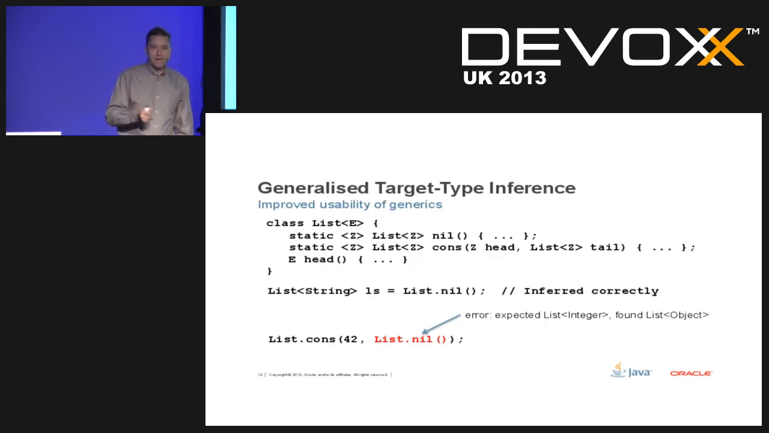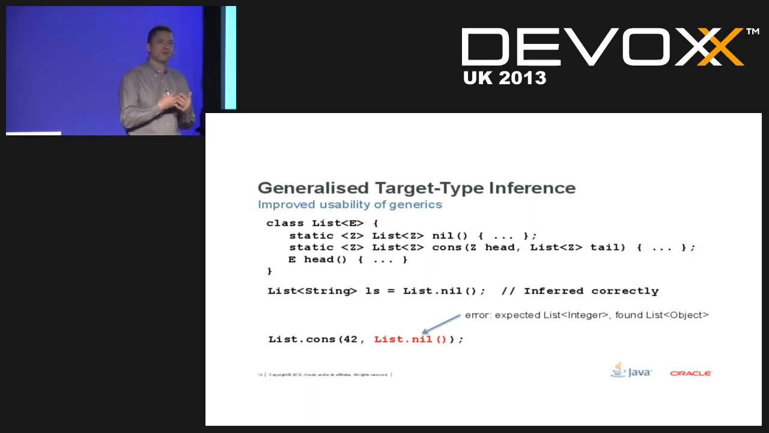Generalized target type inference. Now, generics. Again, going back to good old Java SE5. We had a number of things that kind of happened with generics because of the way that they were implemented. And a lot of that was to do with backwards compatibility.